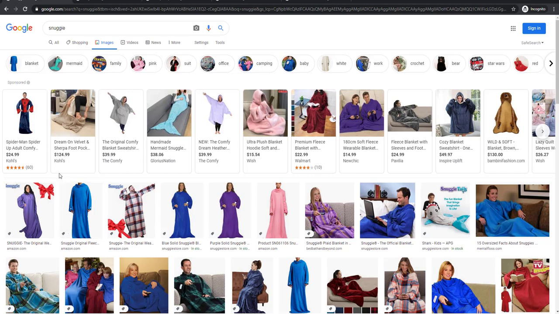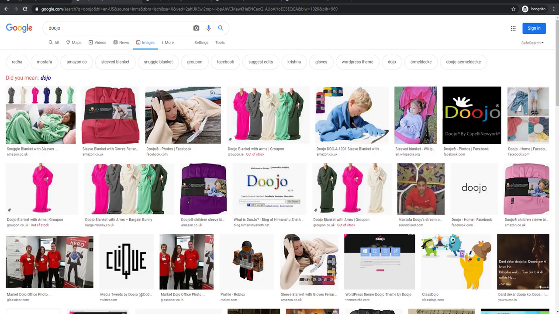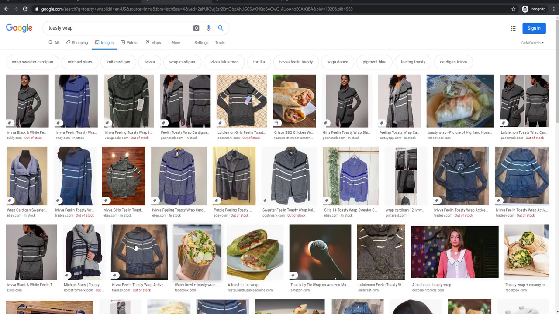And what evolved from the Snuggie? Well, you have other competitors such as the Dujo, which is essentially another sleeve blanket, but it has these really gigantic hands or mittens on them. You have something known as the Toasty Wrap, which almost looks like a sort of parka of some sorts. Also another sleeve blanket. They market it as a sleeve blanket.